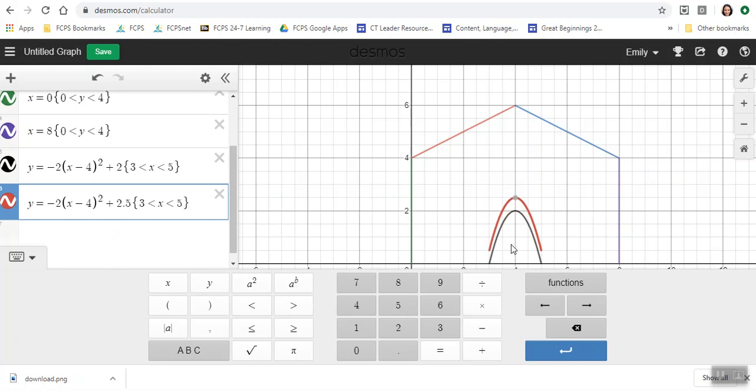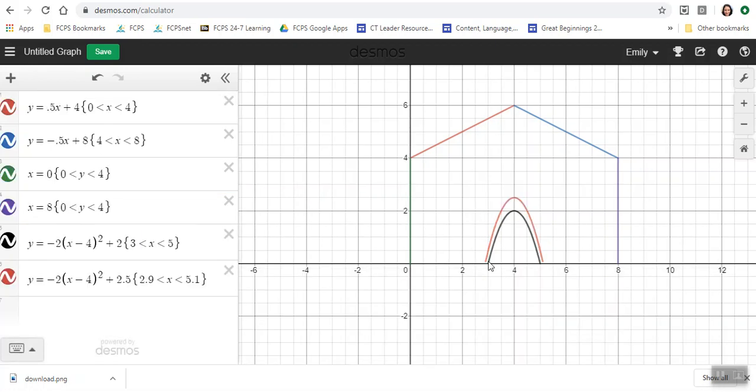And then you can see I need to change these numbers. So let me just get rid of it. And then I can see the point here. I'm going to round that to 2.9 and 5.1. So 2.9, 5.1. All right, that looks pretty good, but you can play with those numbers a little bit if you want it to reach all the way to the ground.